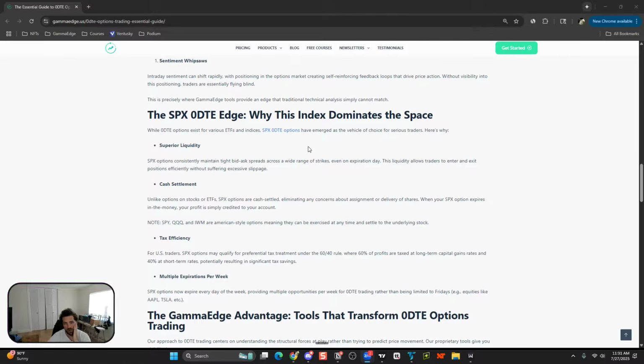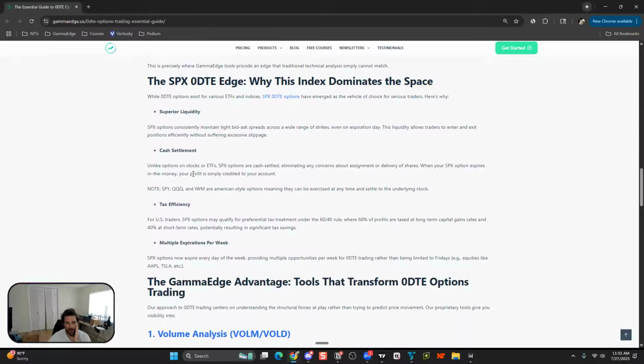A couple other things on SPX 0DT: superior liquidity and tight bid-ask spreads. There's a ton of volume, a ton of open interest in that contract on an everyday basis. Cash settlement. So unlike SPY, as an example, that settles to the underlying, this simply settles in cash. So if you're going to get assigned, you don't need to exercise or do anything, because it's just going to be a cash impact to you.